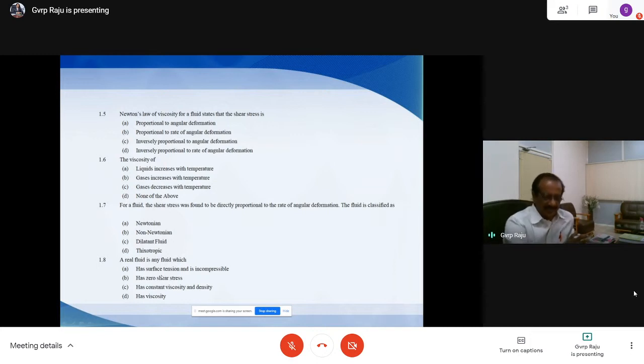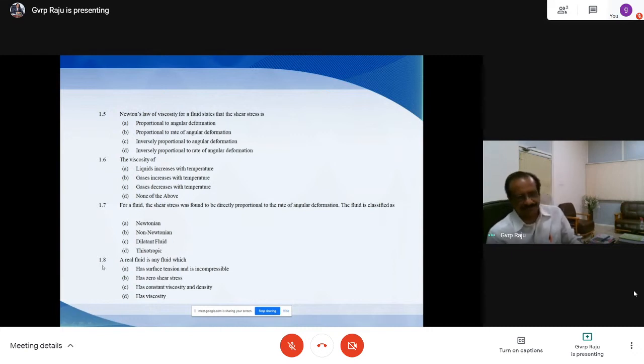So 1.7 A: a Newtonian fluid is a fluid which obeys Newton's equation of viscosity and has linear variation. In other words, the stress is proportional to rate of angular deformation, and you can classify this as a Newtonian fluid when it is a linear variation. So here this is a Newtonian fluid. So the 1.7 answer is A.